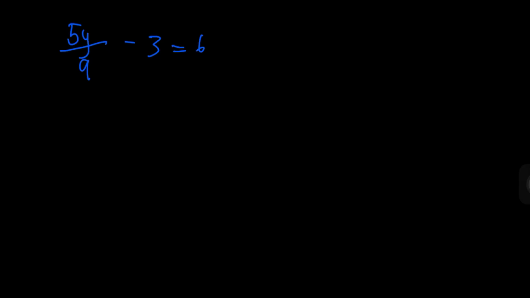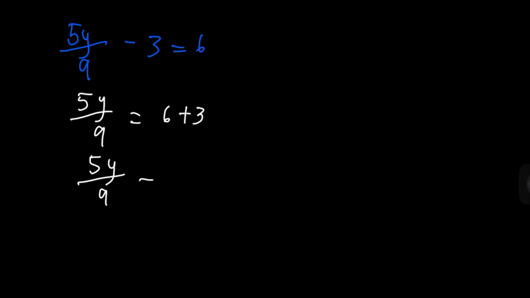In this video, we're going to solve a linear equation in one variable problem. So the problem is 5y over 9 minus 3 is equal to 6. So we're going to transpose 3 on the other side of the equation. 5y over 9 is equal to 6 plus 3. If you combine 6 plus 3, that is equal to 9.